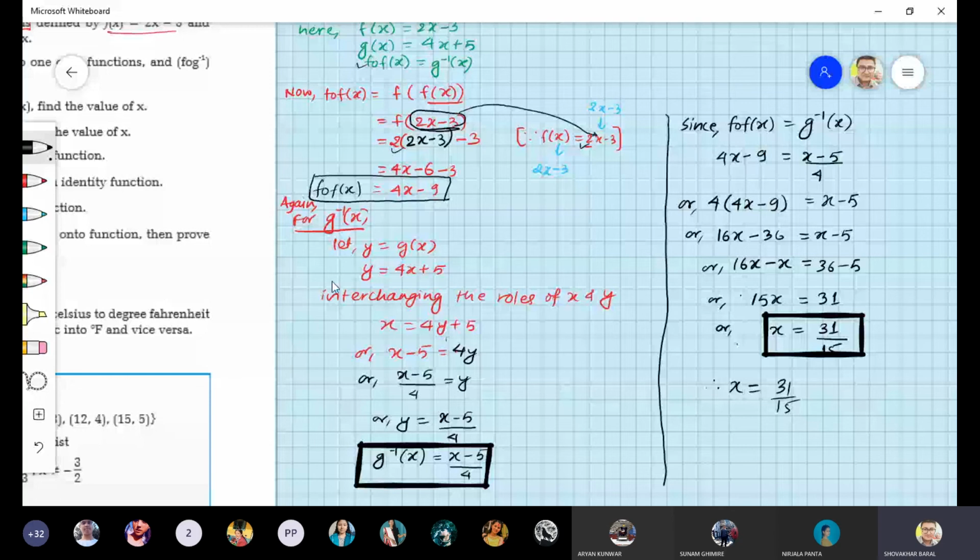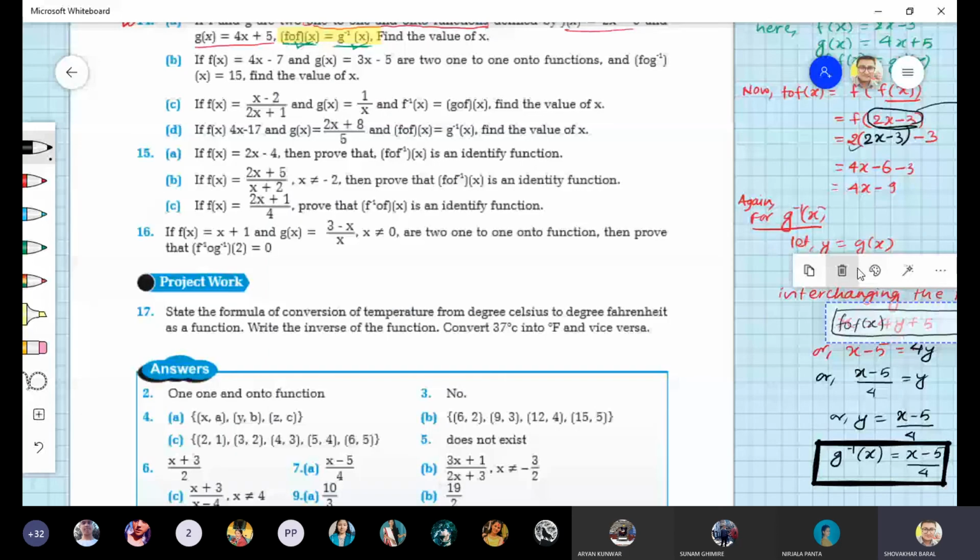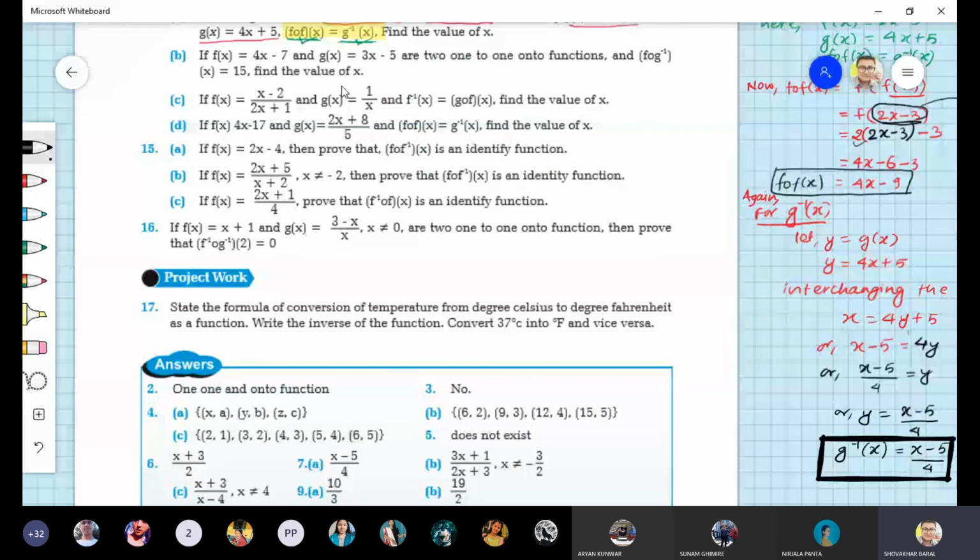Okay, let me go to the other questions also. Sorry, let me undo it. Okay, this is question number 14. You can solve all of question number 14. I solved question number 14A. Now question 15A. Let me discuss these briefly, 15 and 16. You need to solve questions 15 and 16, and I request you to complete this exercise.